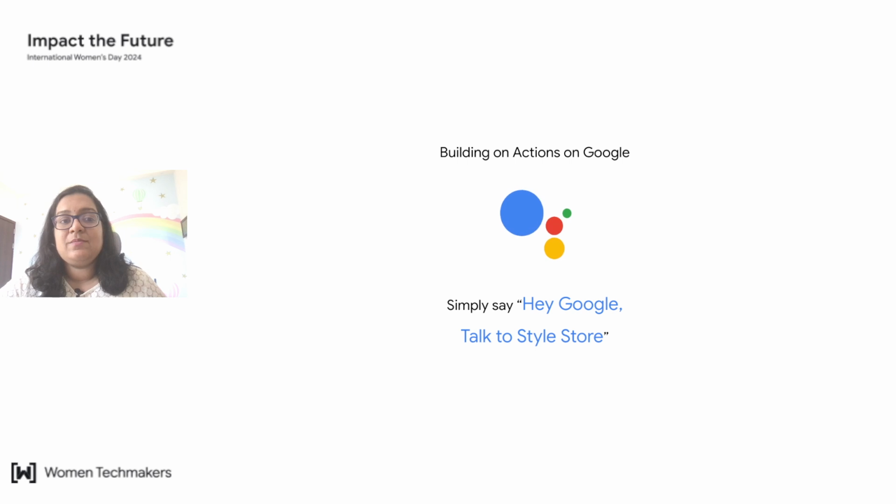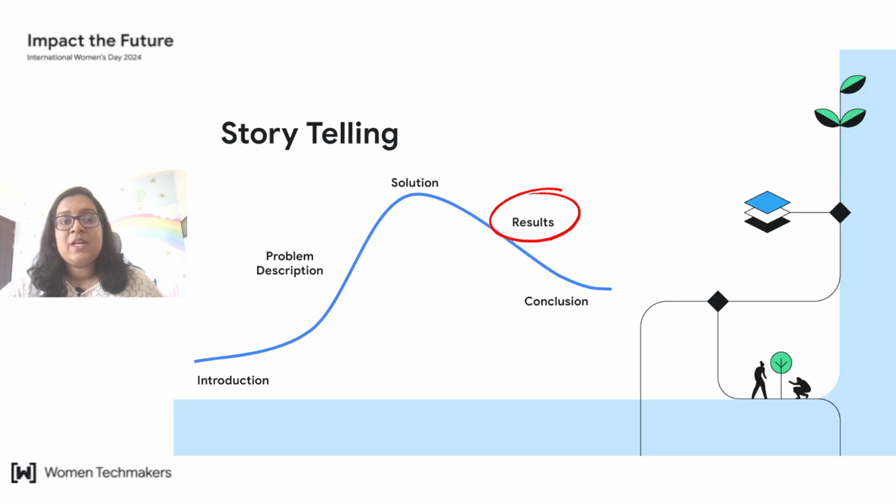So you could build on the slide, but here I say, hey, we are going to create a personalized action on top of the Google Assistant, where we are going to have an interactive conversation with a style store, right? And then we go around in detail about building that solution and having a demo and things like that.